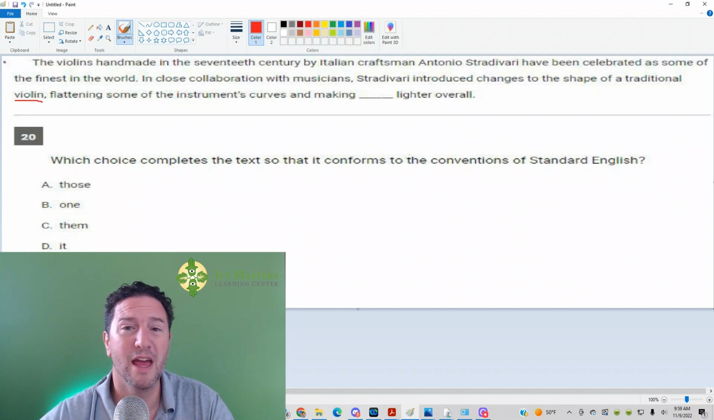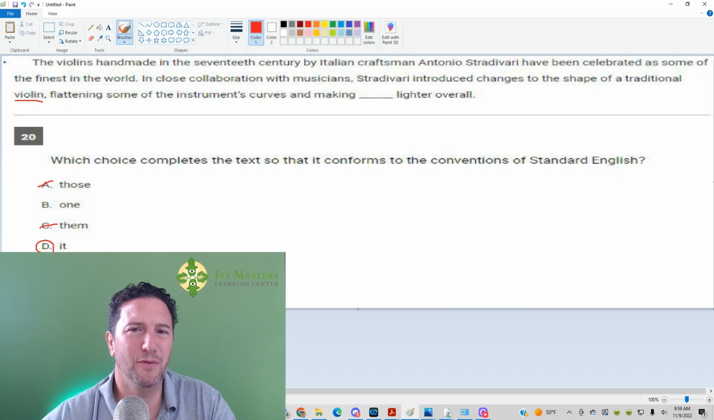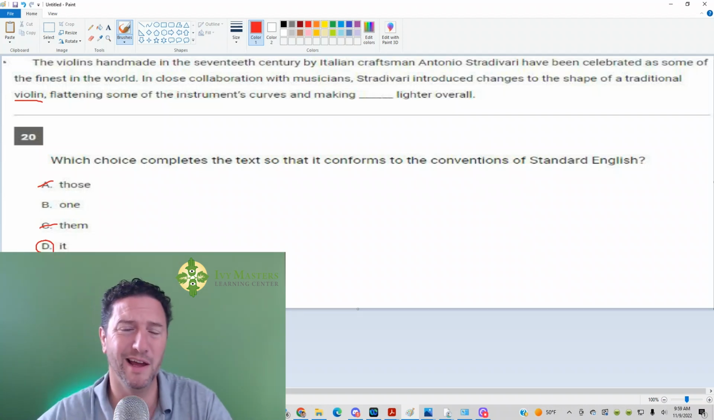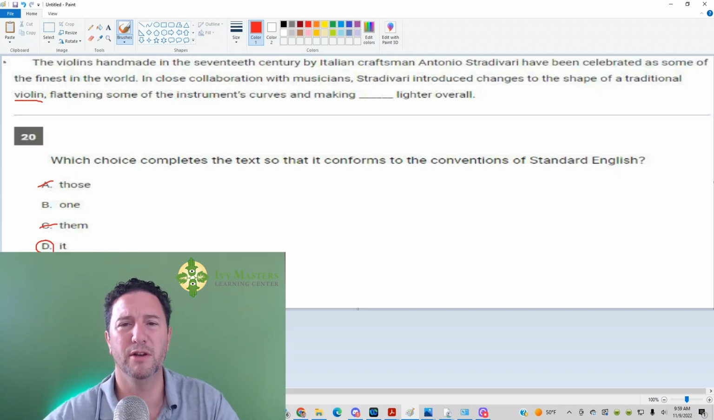So it's violin. And then once you identify the antecedent, you've got to say, hey, is this antecedent singular or is it plural? There's a violin, the violin, singular. So I've got to replace it with a singular pronoun. Those is plural, one is singular, them is plural. What would make sense? Making one light overall or making it light overall? It's going to be it, because it's talking about it in general. Making one light overall, that would be if it's talking about more than one violin and you're saying that you're only making one of them light, or if you're talking about a person, you might use one.